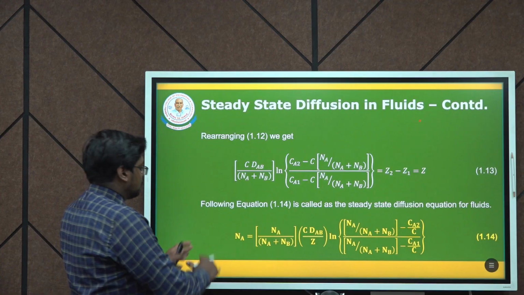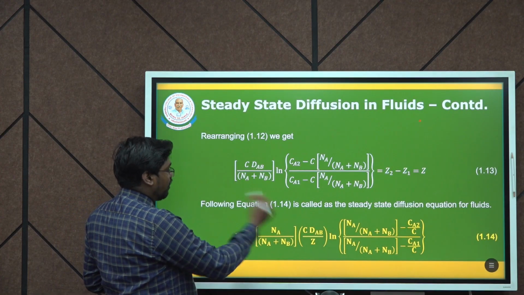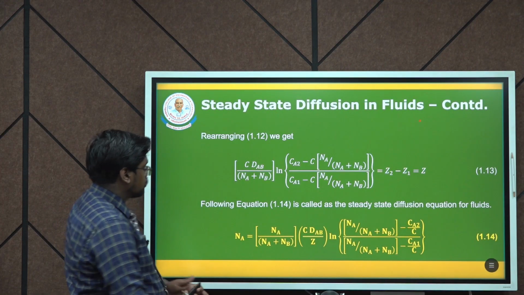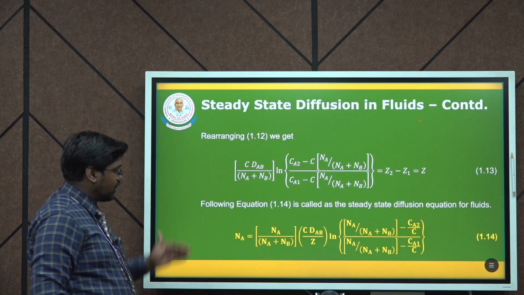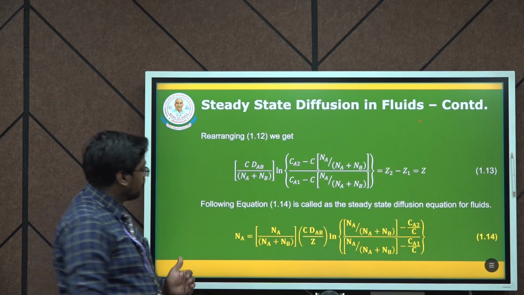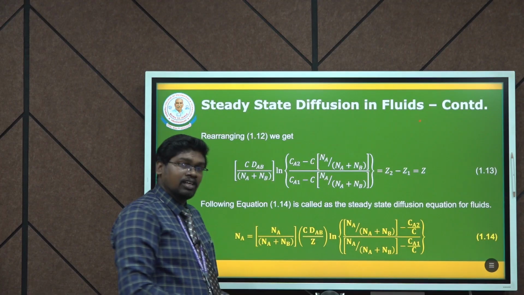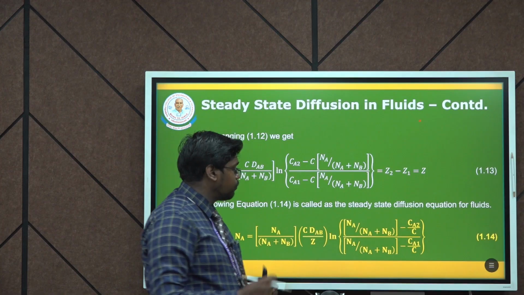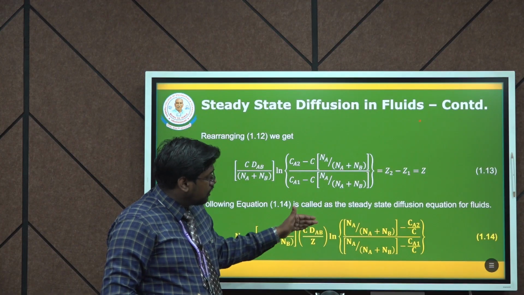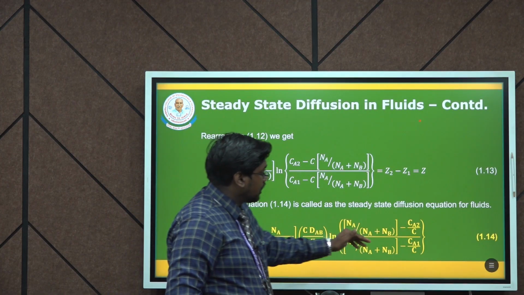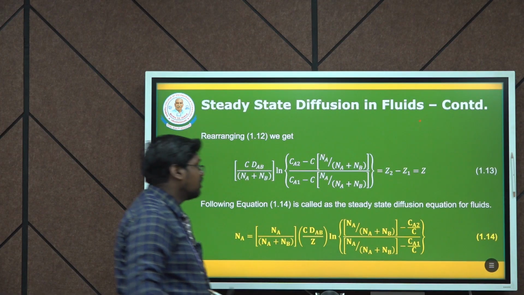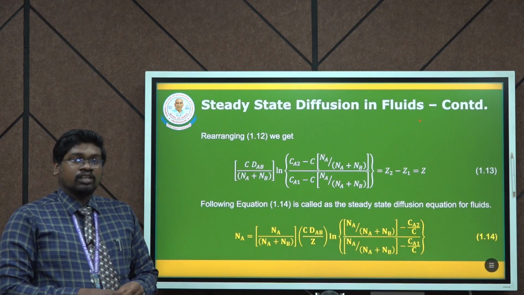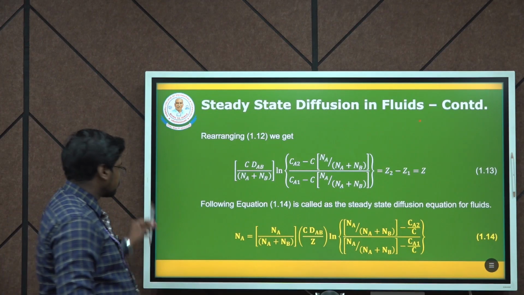Again rearranging this by multiplying by Na on both sides, we will get the equation Na is equal to Na divided by Na plus Nb into C DAB divided by Z into ln of Na divided by Na plus Nb minus Ca2 by C, divided by Na divided by Na plus Nb minus Ca1 by C. This is the steady state diffusion equation for fluids.